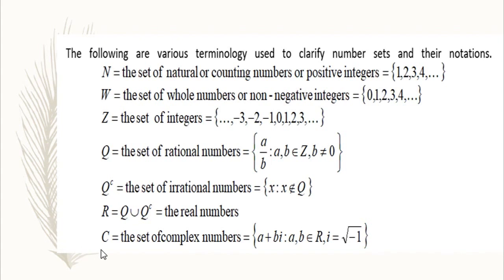Last, we have capital letter C, which is the set of complex numbers. This is equal to A plus BI, where A and B are elements of the real numbers, and I is equal to the square root of negative 1. Okay, remember your I, this is the imaginary number. That is square root of negative 1.